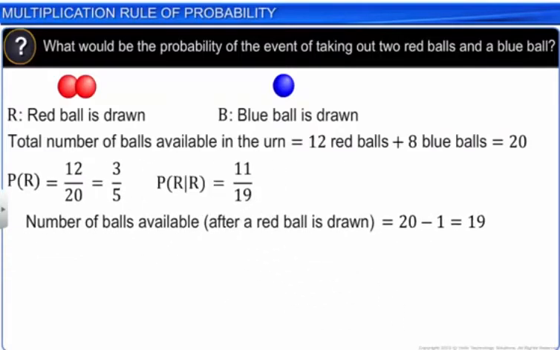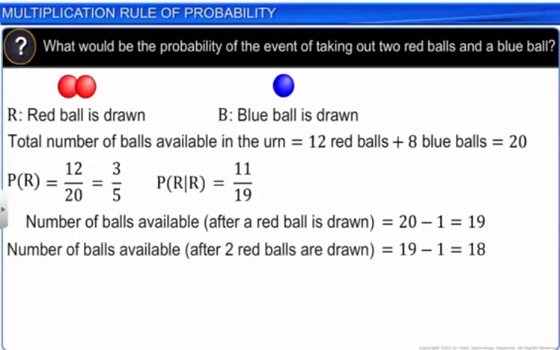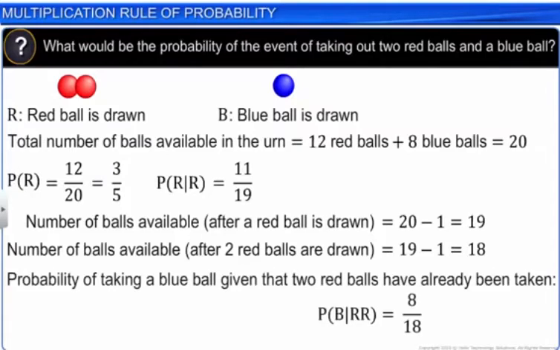Since another red ball is drawn, the total number of available balls in the urn is 19 minus 1, which is equal to 18. Therefore, the probability of taking a blue ball with the condition that 2 red balls have already been taken is given by the probability of B given RR. This is equal to 8 divided by 18, or 4 divided by 9.